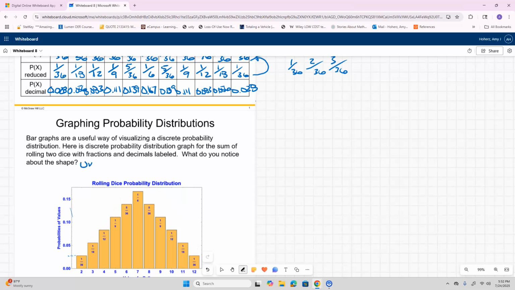So what do we notice? It's unimodal. It's symmetric. So if we were to think of this as being the middle, then you could fold it over and the halves would land on top of each other. This is kind of like a mirror image, and the numbers repeat on the other side. It's sort of bell-shaped. So those are some of the things that we see.